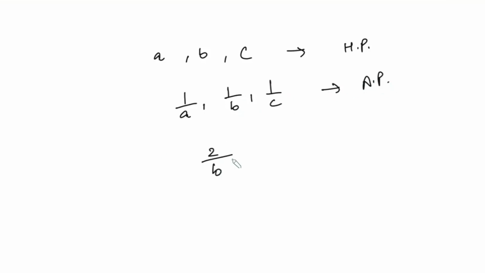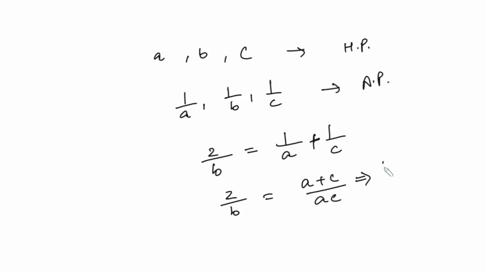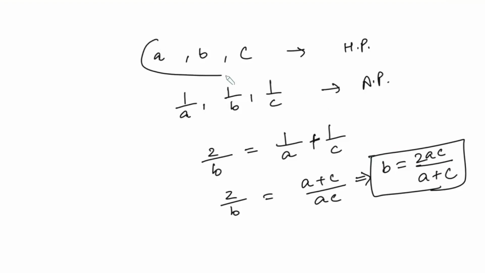So if three terms A, B, and C are in HP, then we know that 1 over A, 1 over B, 1 over C will be in AP. And we know that 2 over B will be equal to 1 over A plus 1 over C for any three terms in AP. This is the relation. If you simplify this, we get 2 over B is equal to A plus C over AC, or B is equal to 2AC over A plus C. So this is the relation between terms A, B, and C when they are in HP.